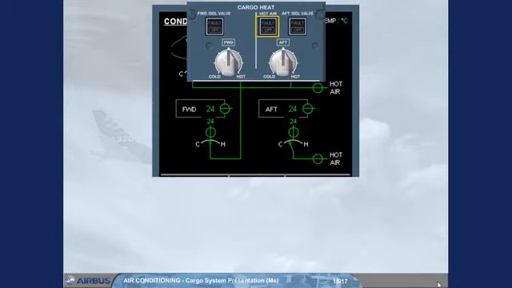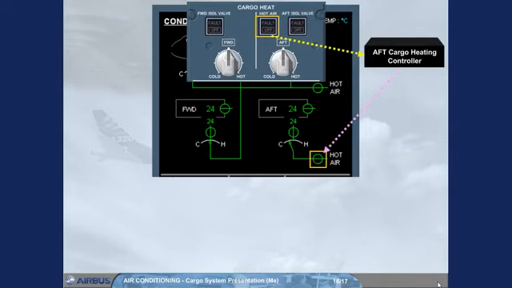The hot air push-button switch controls the aft cargo pressure regulating valve via the aft cargo heating controller. This push-button switch normally remains in the lights-out auto position.